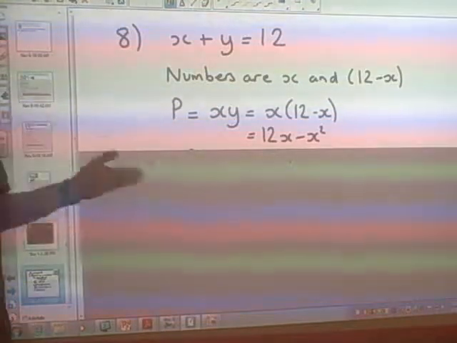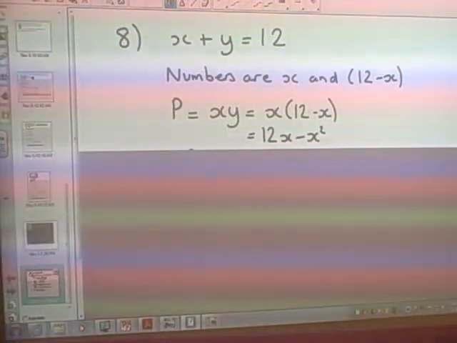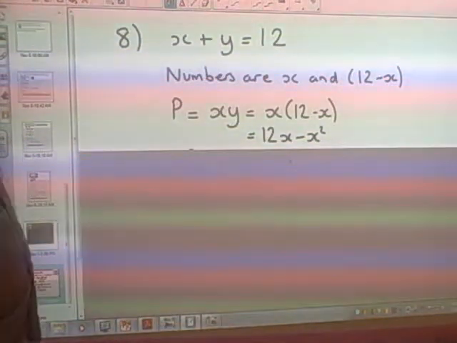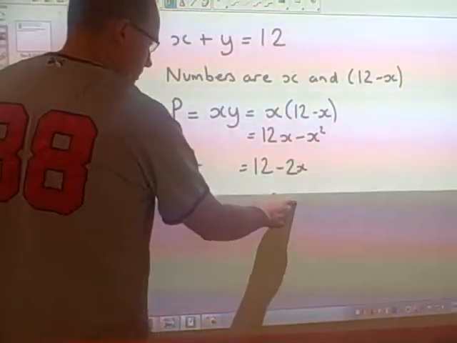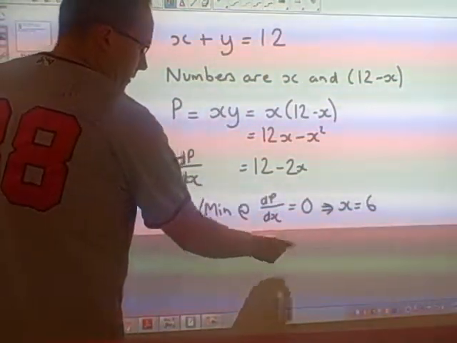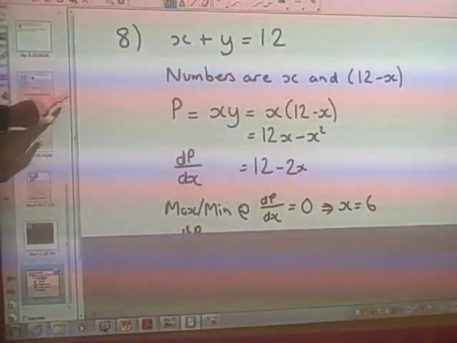And now I can go ahead and differentiate. The reason we want to do that is that when we differentiate and set it equal to 0, that finds maximums and minimums, and in this case we're looking for the maximum product. So there's our differential. Set it equal to 0 and solve, and very quickly you should find that the answer is 6.